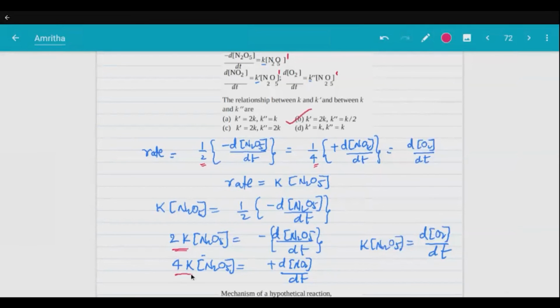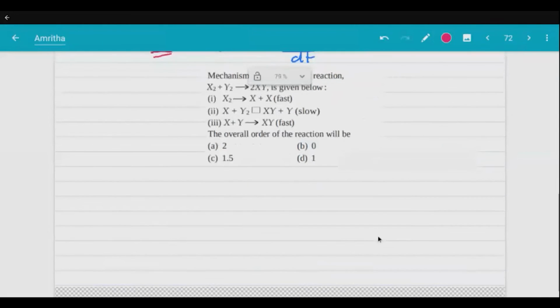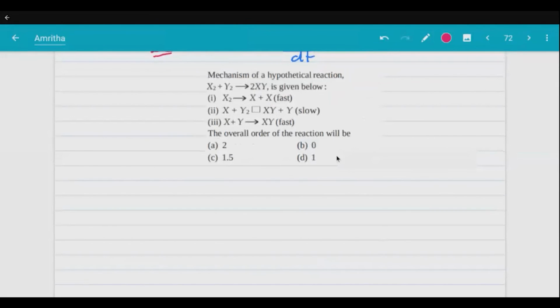So see these coefficients. That's it. Okay, and look at this question now. X2 plus Y2 gives 2XY. Reaction mechanism is given: fast, slow, fast. Some of the steps are fast, and one of the steps is slow. When the slow step is given, from that only we'll find out the rate of a reaction.